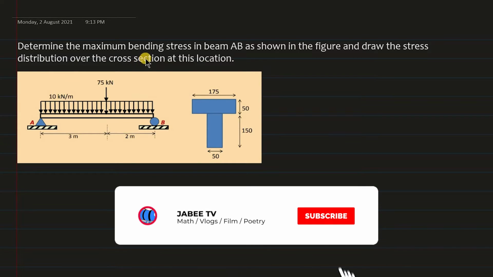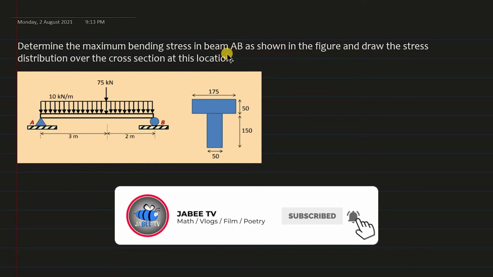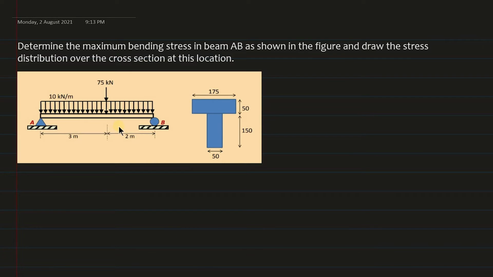Okay, so ito yung problem. We should determine the maximum bending stress in the beam AB. Ito yung biga, shown in the figure, and draw the stress distribution over the cross-section at this location. So, i-draw down natin yung stress distribution. Of course, that's bending stress, no? Bending stress doon sa location kung saan natin malolocate ang maximum bending.